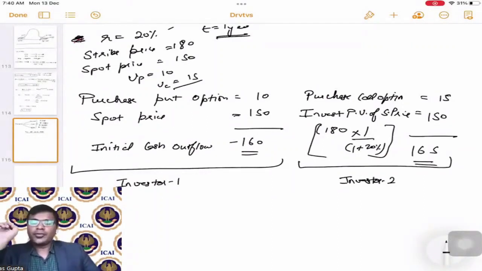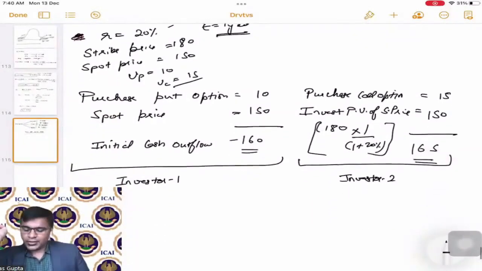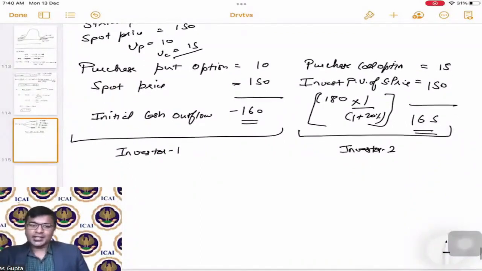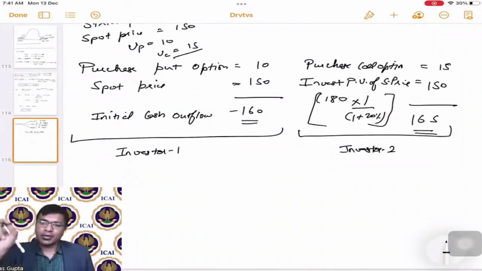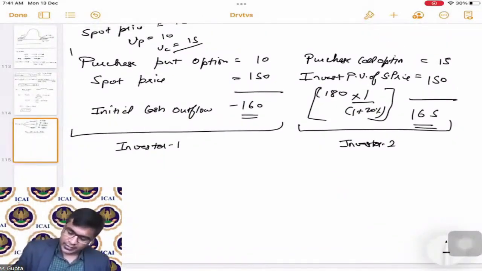So first of all, for proving the put call parity theory, we have built two scenarios where two investors have acted differently. Investor 1 says that I will purchase a put option and I will purchase an equity share on the spot price. The second investor says, no, I will purchase a call option and I will invest the present value of strike price, so that once the time comes to exercise the option, I will use the present value of strike price amount to purchase the share. So this is the initial discussion that we have done. Now let's go to the subsequent cash flows.